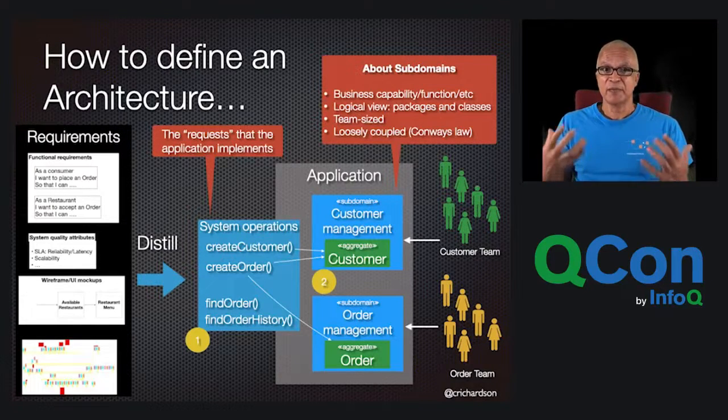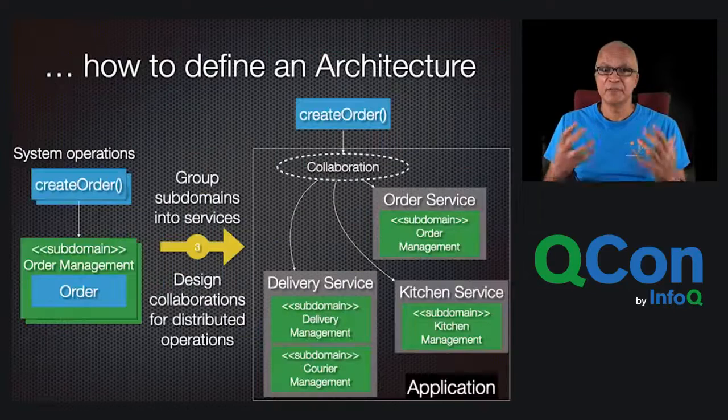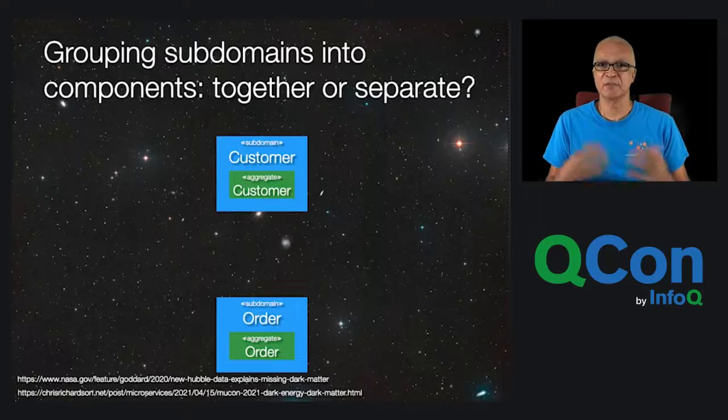For example, in a Java application, a subdomain consists of Java classes organized into packages. Each subdomain is owned by a small team. The third step groups the subdomains to form services and designs the system operations that span multiple services. This design process groups subdomains to form services. The key decision that you must make is whether a pair of subdomains should be together or separate.